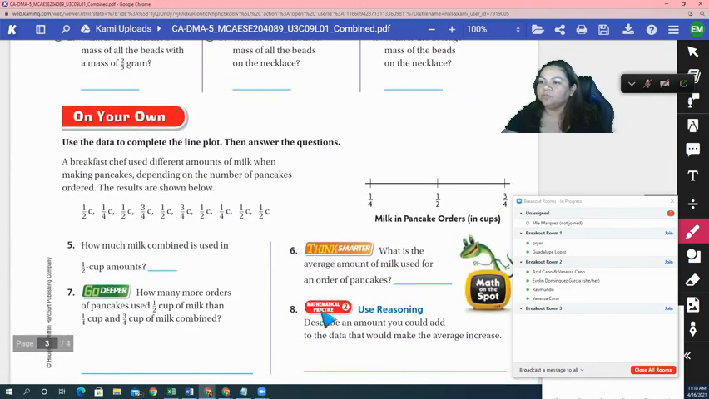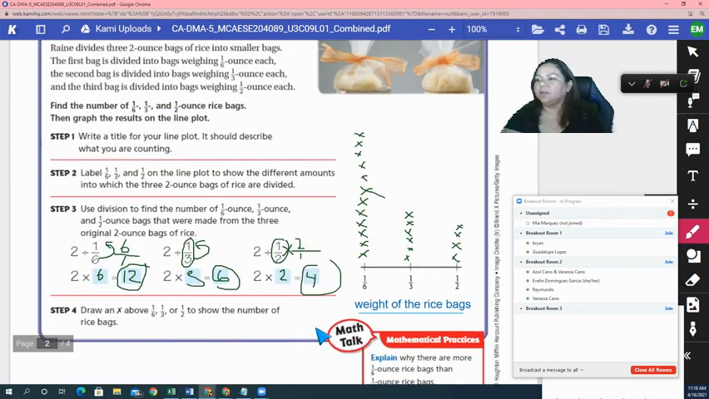All right, so there's more examples. You'll have an opportunity to try this in the next slide.